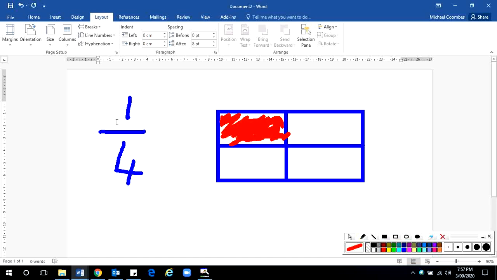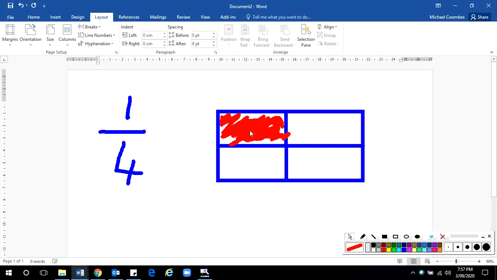So when we're looking at the fraction 1/4, okay, the numerator is the top number and the bottom number is the denominator. And I always look at the denominator first, and the denominator talks about the total number of parts, okay? So if we're looking at one whole object, which in this case we've got the rectangle, it is broken up into 4 equal parts. When we're looking at the numerator, the top number, which is the 1, what we're asking for is looking at one of those 4 parts.